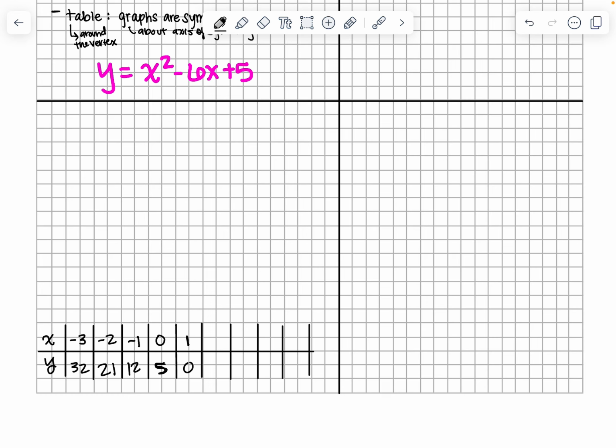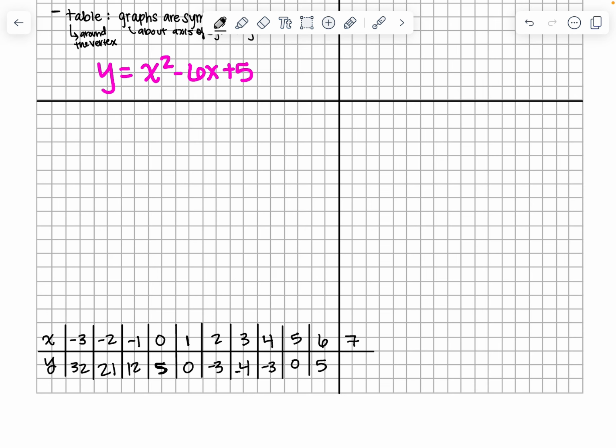If I plug in 1, I get 0. If I plug in 2, I get -3. If I plug in 3, I get -4. If I plug in 4, I get -3. We'll come back to that. If I plug in 5, we get 0. If I plug in 6, we get 5. Now, can we think about what I would get if I plugged in 7?